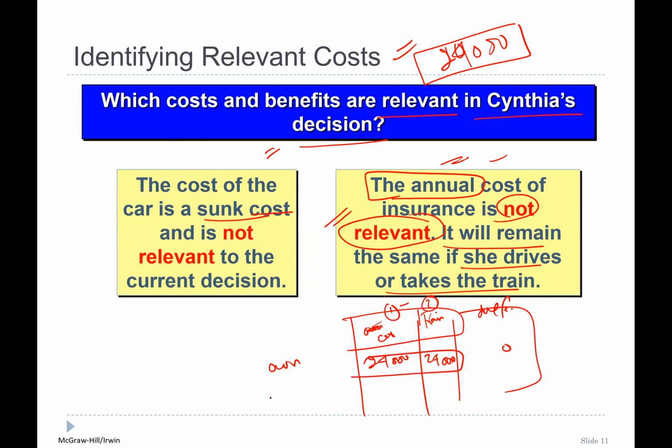Second, insurance. The annual insurance, for example, I don't remember if it's 10,000, no, I think it's 1,000. Then it remains the same whether she goes by train or not. The difference is 0. So that's why it's not relevant. Similar costs are not relevant. Only the differential costs are relevant, right?